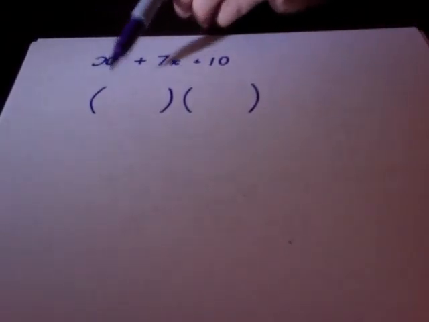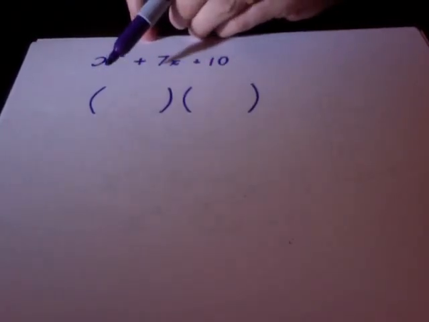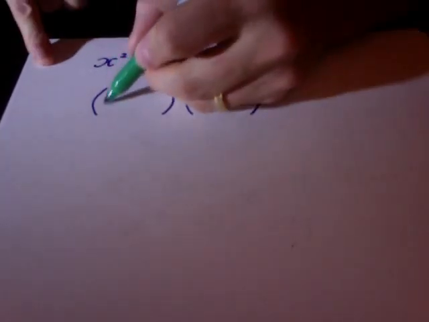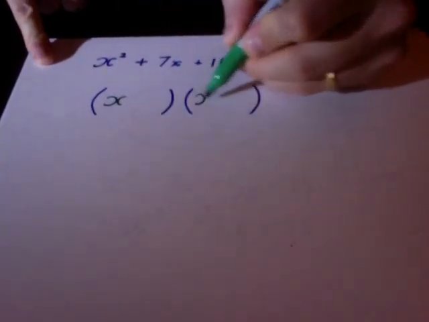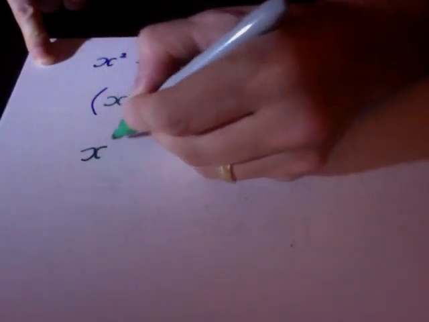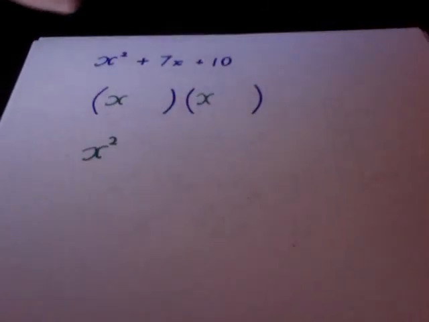So we know that this is going to have two sets of brackets. We also know that the first pair is going to be x and x. And that's going to give us our x squared. Does that make sense to you? So the first pair, x times x, gives us the x squared.